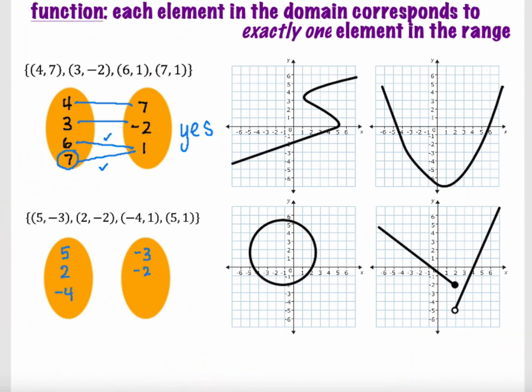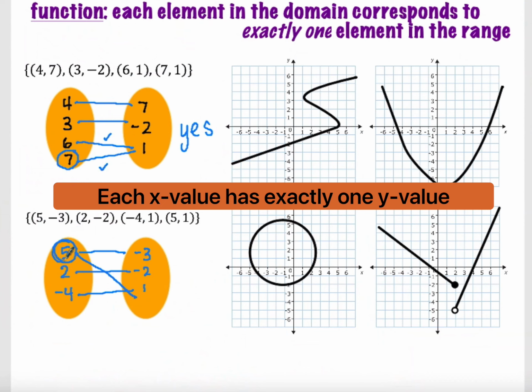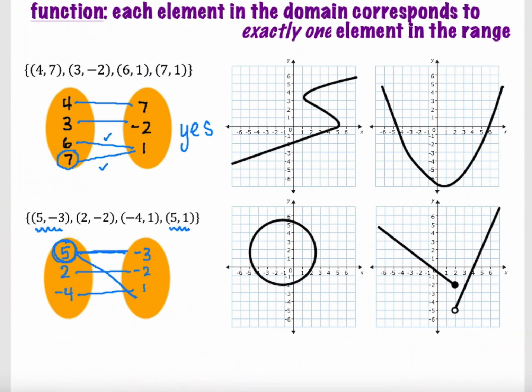This one, 5, 2, -4, and there's another 5, so I'll only write it once. -3, -2, 1, and 1. Let's see. So the 5 goes to the -3, 2 to -2, -4 to 1. Why did I write the 1 twice? I don't know. And then this 5 matches to the 1 as well. And actually that's a problem, isn't it? Not because it mapped to the 1 twice, but because of this 5. This is the violator right here. It says that each x is only allowed to have one y, because that 5 maps to more than one y value. This is not a function.